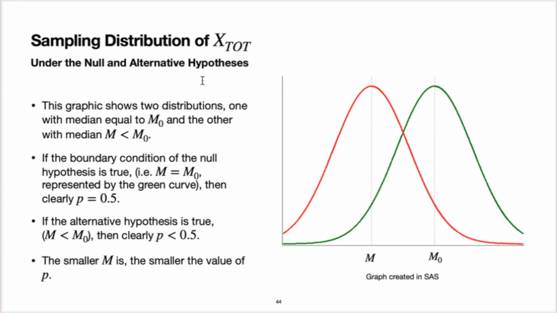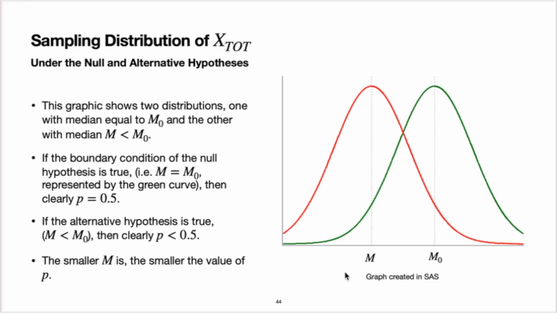We're trying to understand the behavior of X tote through its sampling distribution under the null hypothesis and under the alternative hypothesis. So I've got two example curves here, PDFs, distribution curves. One is centered at the hypothesized value of the population median, cap M sub 0, and the other is consistent with the alternative hypothesis, cap M, the population median being something less than the hypothesized value.